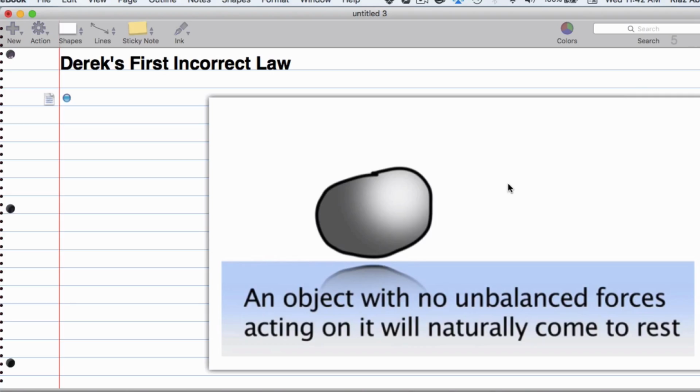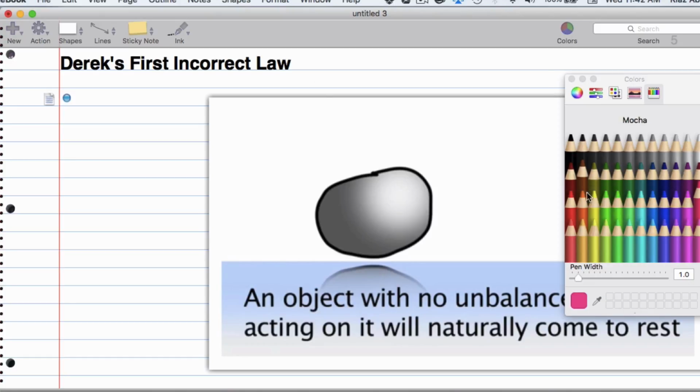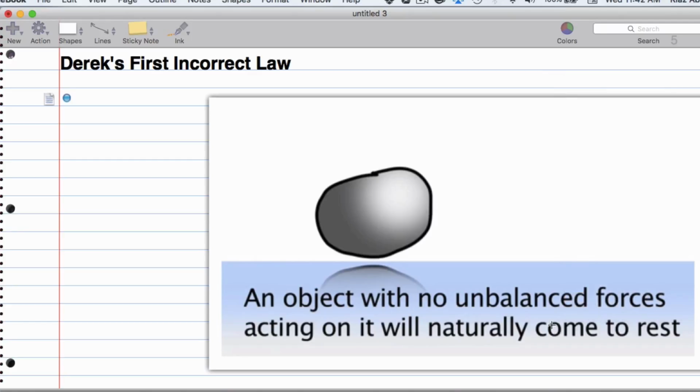The first incorrect law was: an object with no unbalanced forces acting on it will naturally come to rest. And when I asked you to write what the correct law might look like, what I love is that this is how most people corrected it. They simply said, will naturally come to rest, and they said, won't naturally come to rest. And so this is the correction in orange.